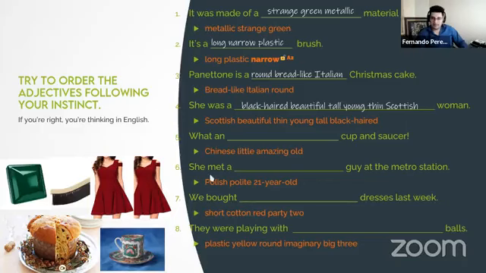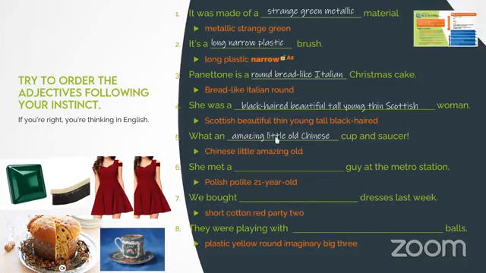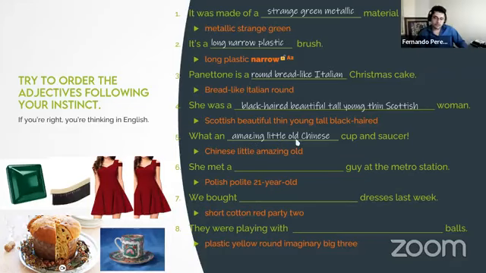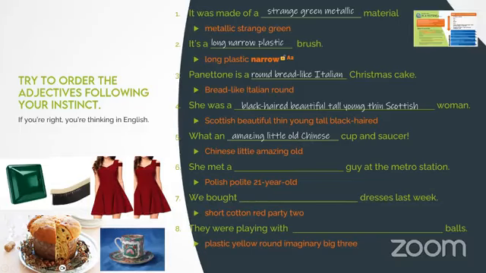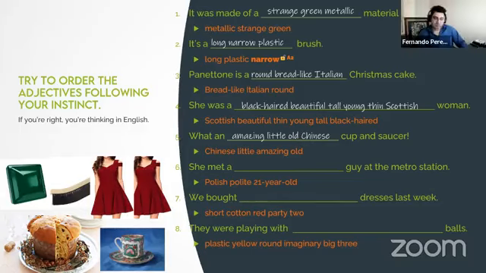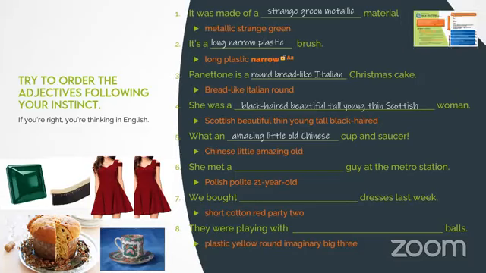Correct. First, amazing, which is opinion. Little is size. Old is age. Chinese is a proper adjective. Very good. Nationality. Excellent, Laurita. Very good.